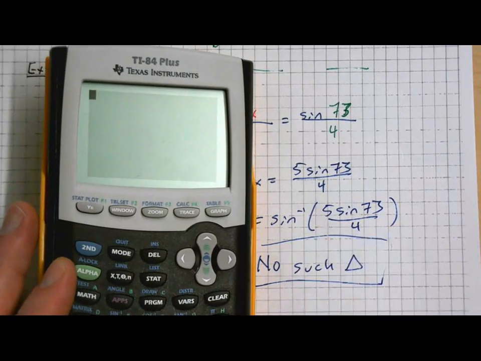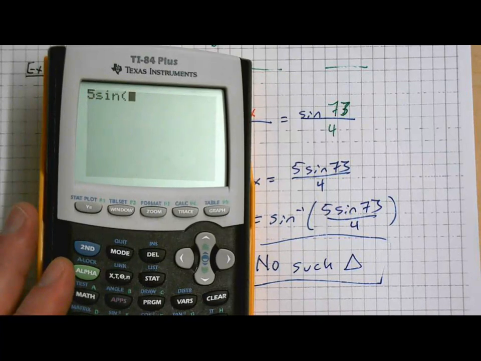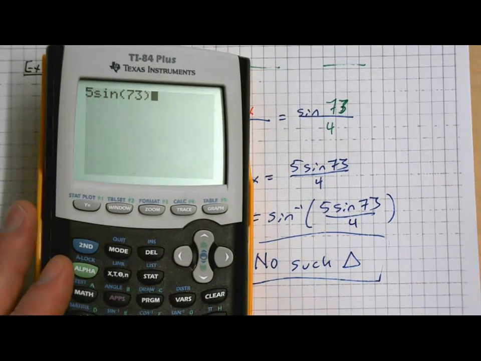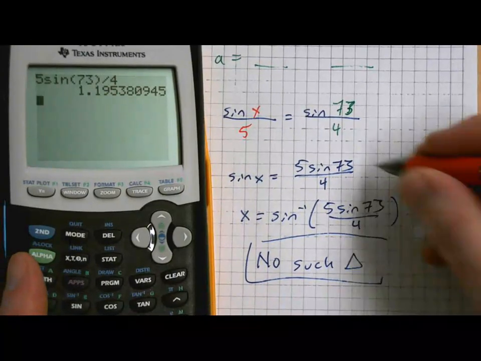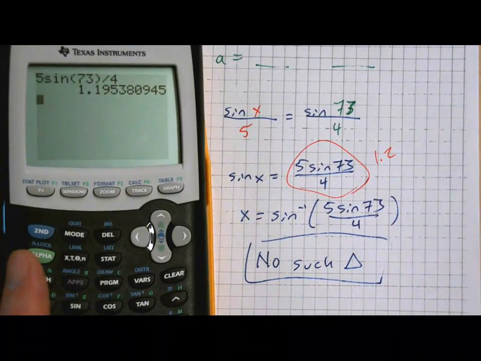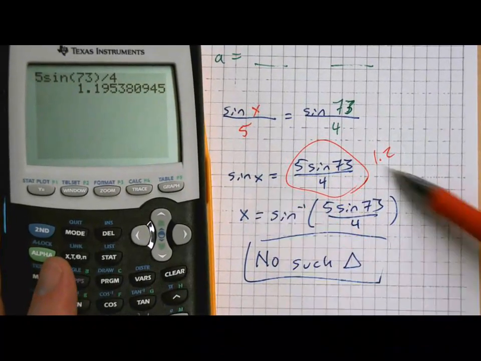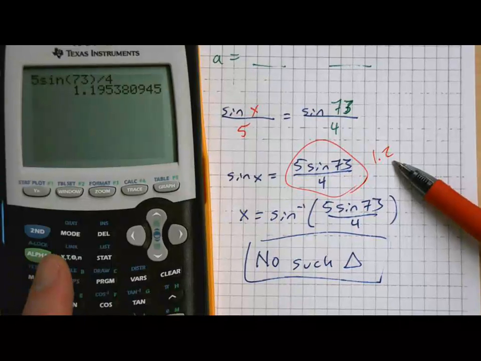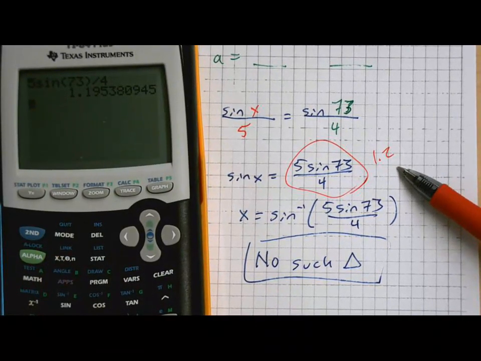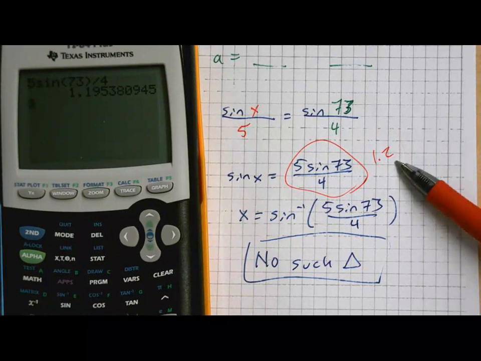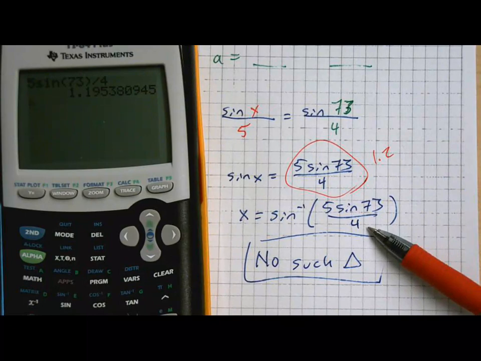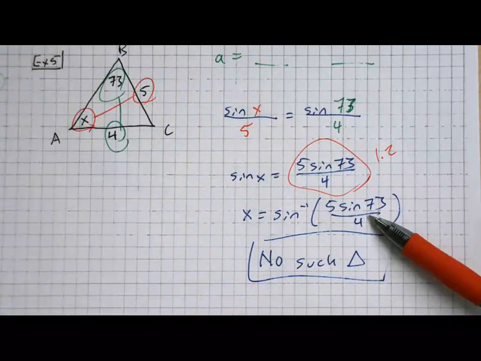If I type the inside of this in, 5 sine 73 divided by 4, it comes out to 1.2. So this side of the equation is about 1.2. What's wrong with that? Can sine ever equal a number as big as 1.2? What's the biggest sine is ever going to be if I don't have any vertical stretch? It went up to 1 and it went down to negative 1. It's never outside of that. So there's no way sine can ever get up to 1.2. So when we do the inverse sine on it, it's like, can't do it, sorry. It's outside of my domain for inverse sine.